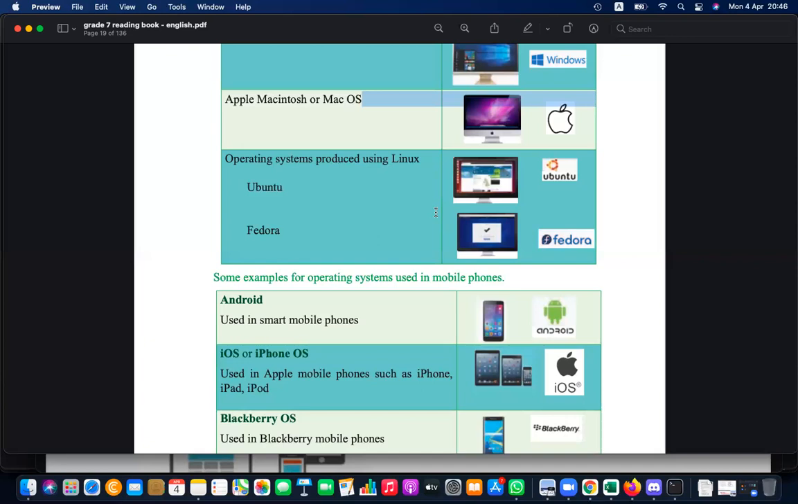Okay, operating system. Do you know what operating systems are created using this engine, the Linux engine? Linux as an engine means the kernel, and operating systems are made using that kernel. Can you tell me some operating systems created using this engine? Ubuntu, Fedora, Red Hat, Kali. Okay, Ubuntu, Fedora, Red Hat, Kali.